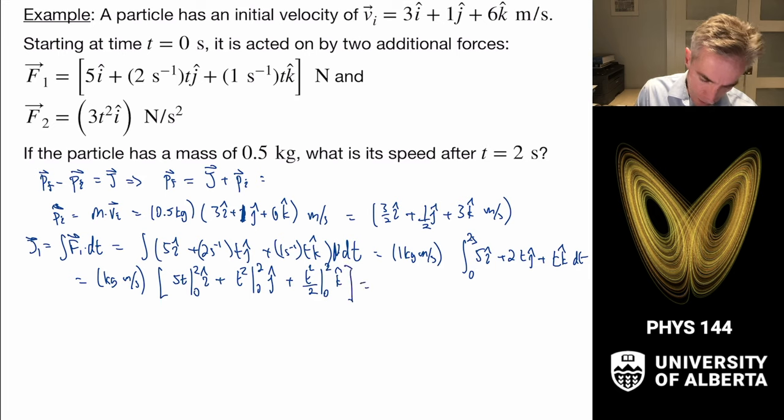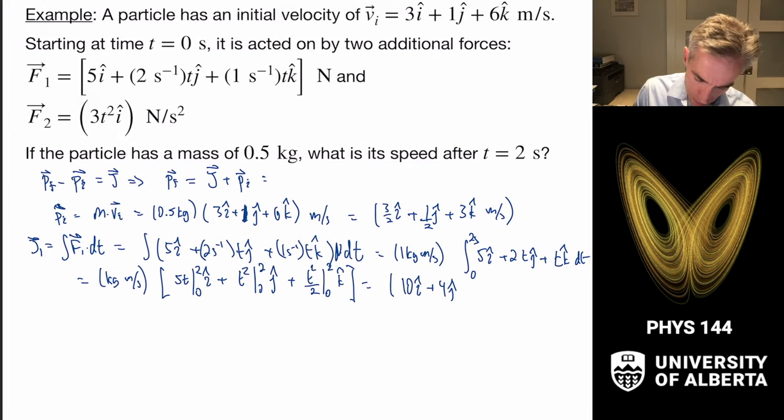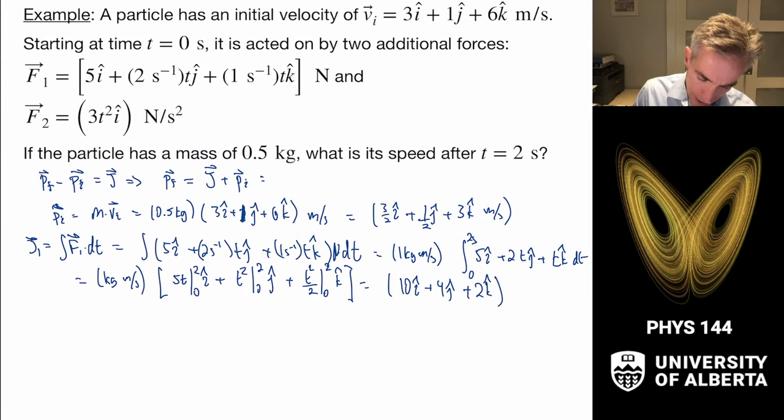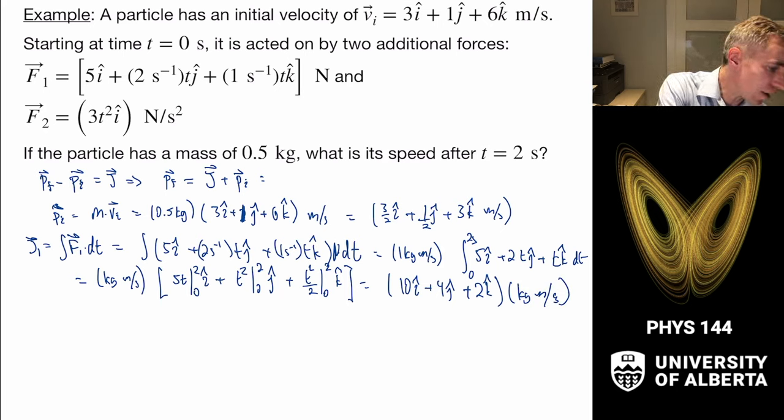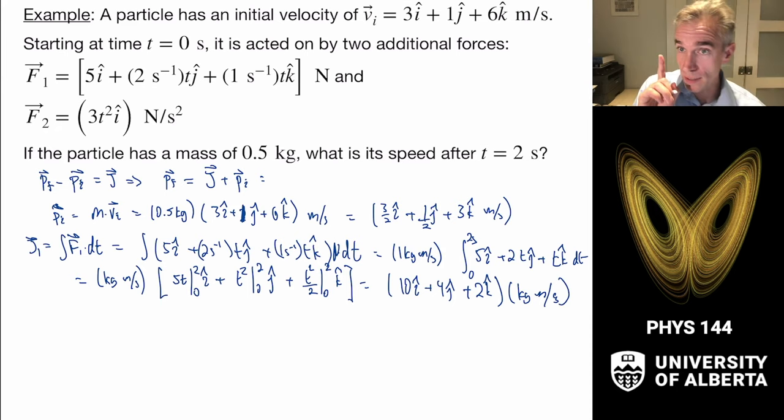Integrating that out, sticking in 2 here becomes 10 i hat. Sticking in 2 here is 4 minus 0, so that becomes plus 4 j hat. And then sticking in 2 here is 4 over 2, so that gives us plus 2 k hat. The 0 terms drop out, and the units on the momentum are kilogram meter per second. And that gives us our impulse from the first force.